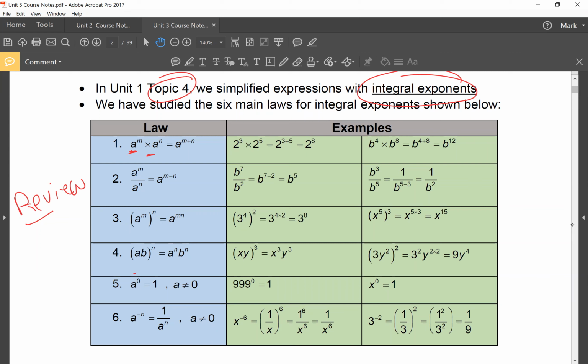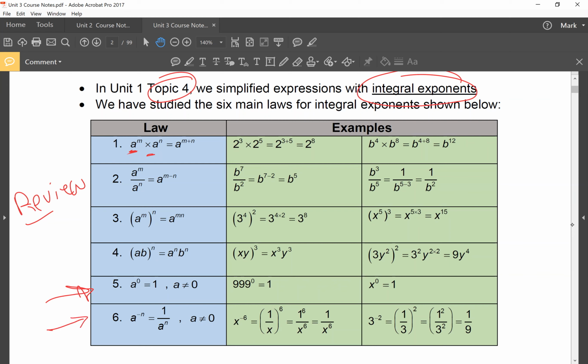A to the power of 0, anything to the power of 0. So I'm here in number 5. 10 to the power of 0, a million to the power of 0, a to the power of 0, it's always equal to 1.